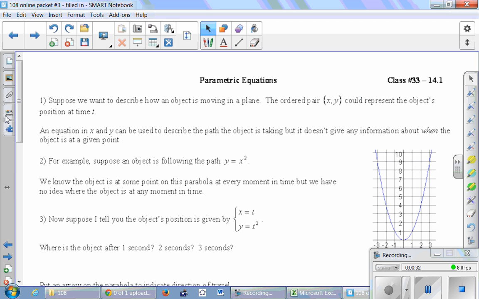So let's start with the notes. Number 1, suppose we want to describe how an object is moving in a plane. The ordered pair xy could represent the object's position at time t. An equation in x and y can be used to describe the path the object is taking, but it doesn't give any information about when the object is at a given point. For example, suppose an object is following the path y equals x squared.